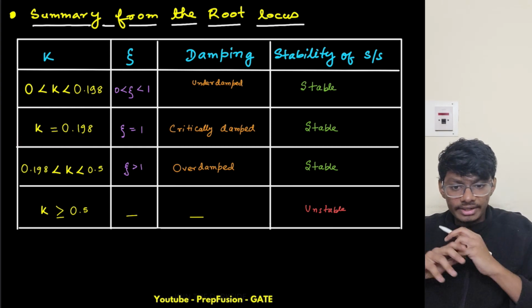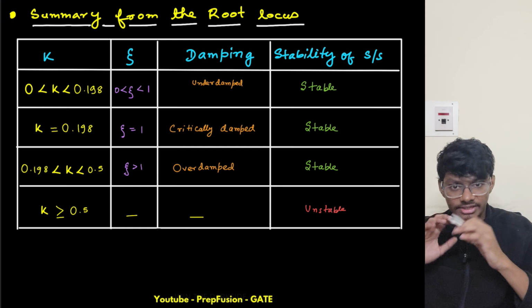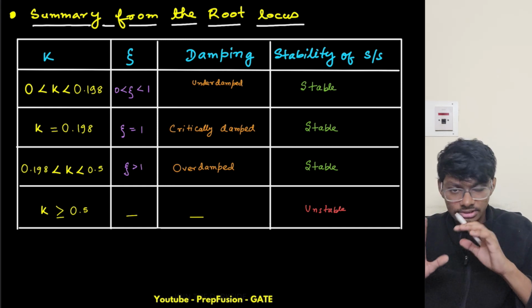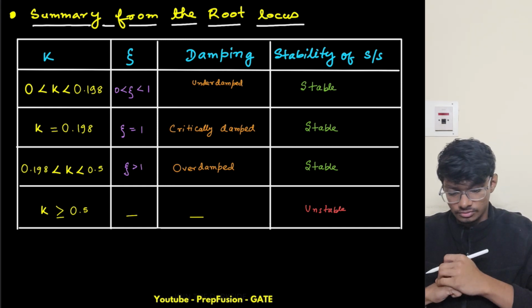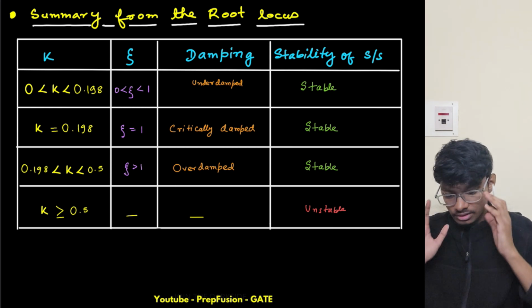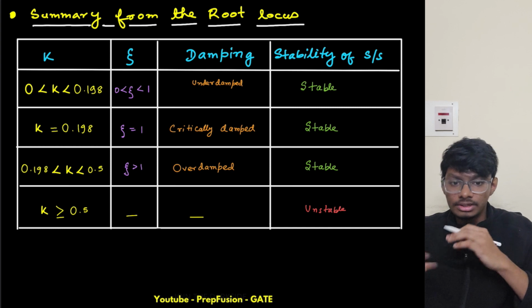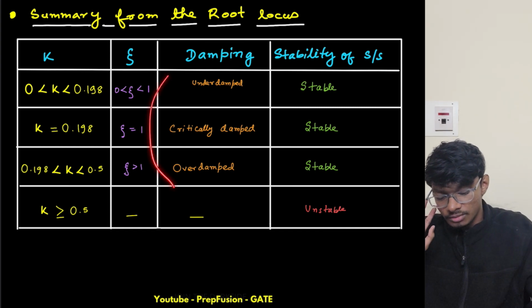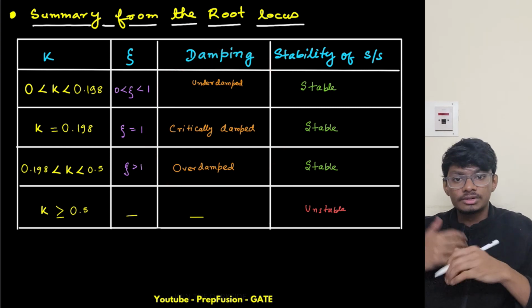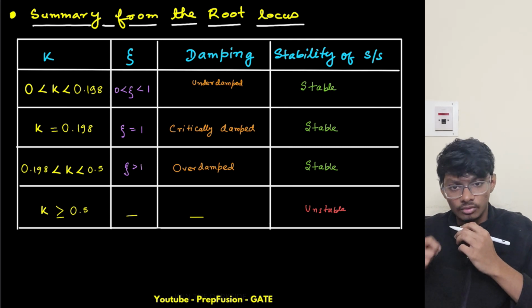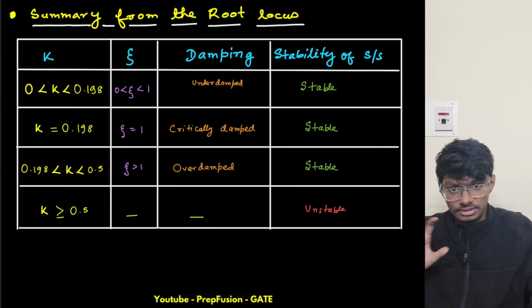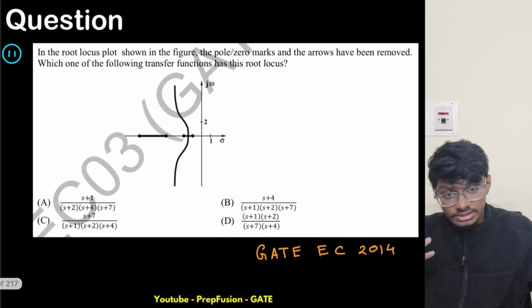So it depends on where I want to keep the controller. That is known as the controller, and we will learn this in the last chapter. Root locus helps us visualize at a glance what the values of k should be to get a particular performance, particular stability, particular characteristics, just by seeing the summary. Now let's solve a GATE question.